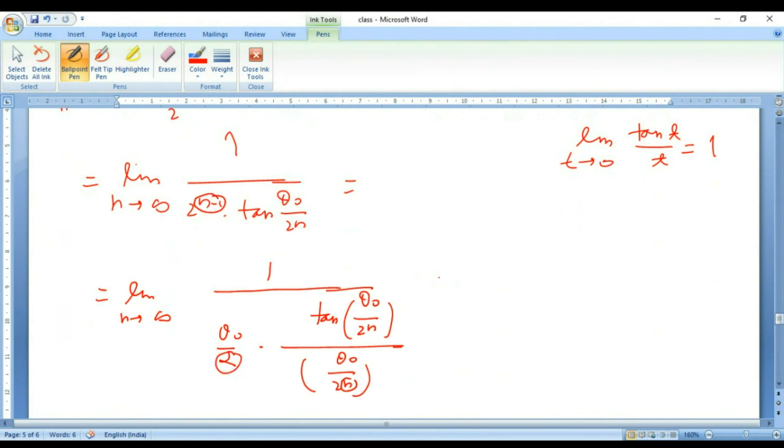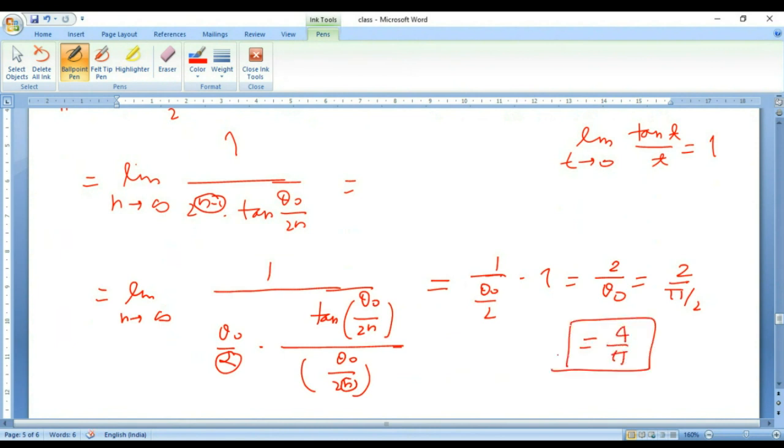Now we are ready, so we can write this as 1 upon theta naught over 2 times 1, because the limit is 1 for the last one and theta naught is independent, so 2 over theta naught, and theta naught is pi over 2, so 2 over pi over 2, so that answer equals 4 over pi. So that's my answer, 4 over pi.